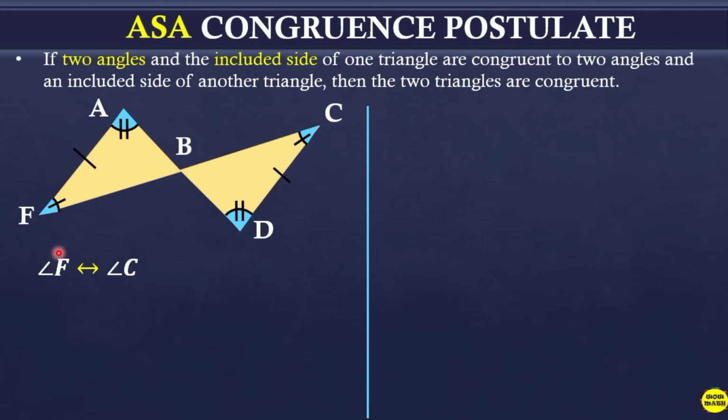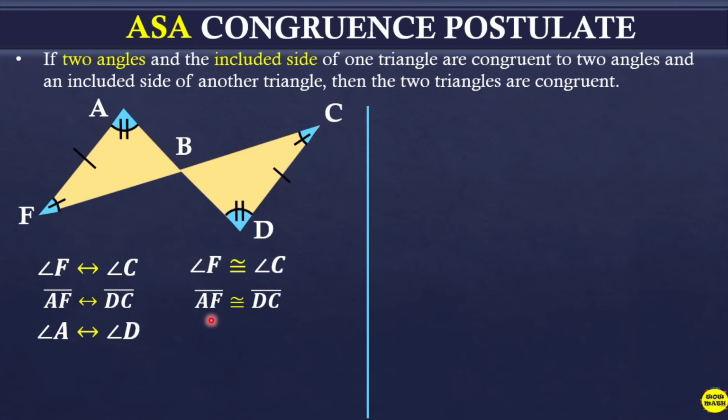So we have angle F corresponds to angle C. So pareho silang may single markings. And then segment AF corresponds to segment DC. Also, we have angle A corresponds to angle D. Okay, so we can say that angle F is congruent to angle C, AF is congruent to DC, and angle A is congruent to angle D.